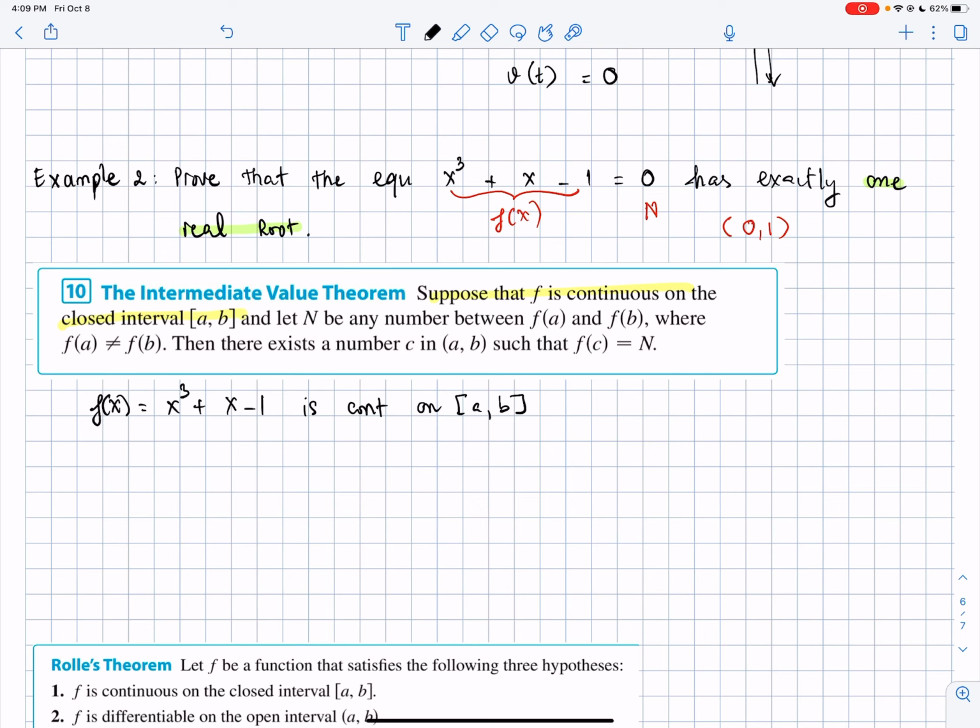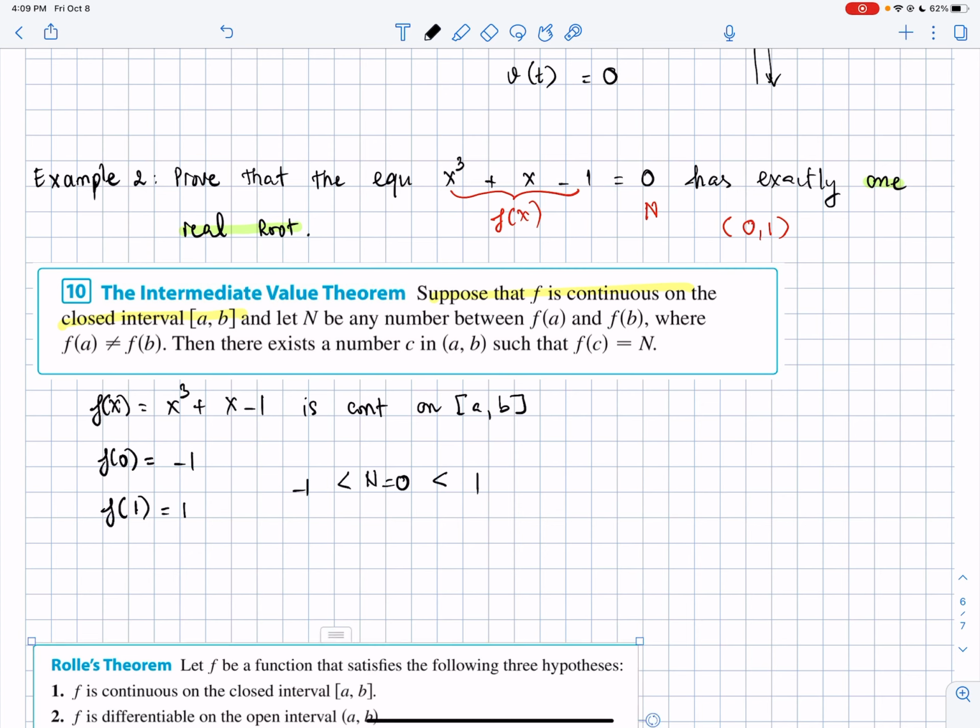So let's find f of a first. a is 0. So if we plug in 0, we will get negative 1. And f of b, f of 1, is equal to 1. So we have a number n. The number n in this case is 0. This is between negative 1 and 1.